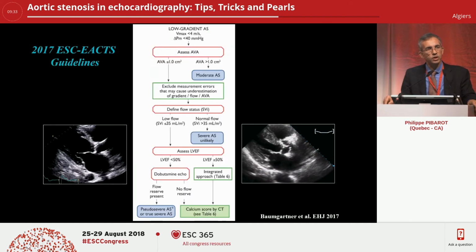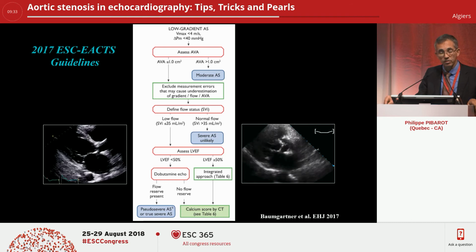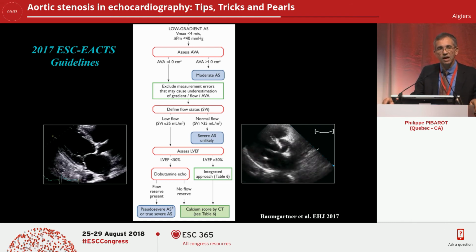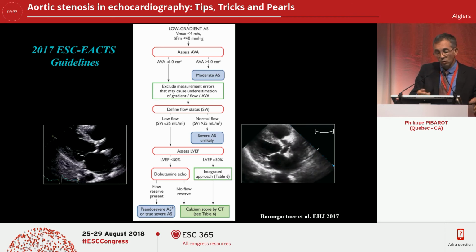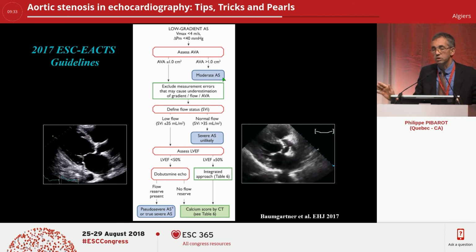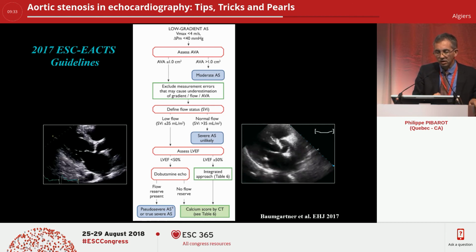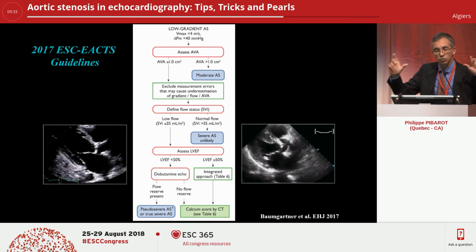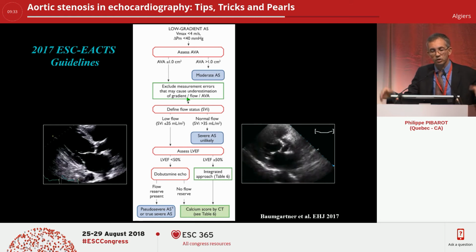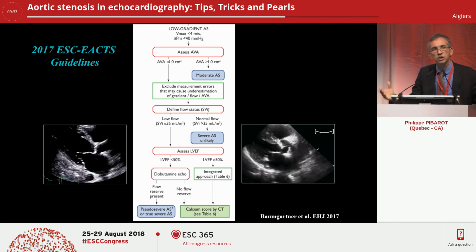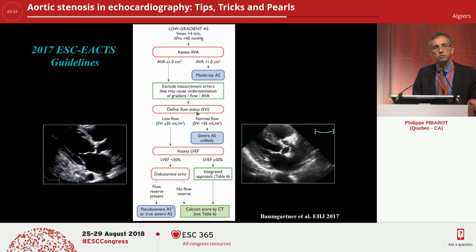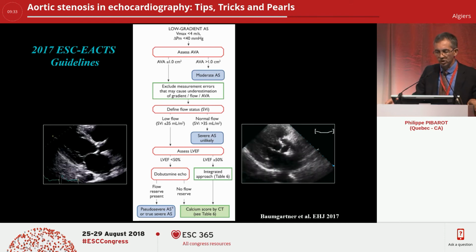And the guidelines in 2017 provided this algorithm for these patients with the low gradient small valve area situation and preserved EF, or reduced EF actually. So if you have a low gradient and the valve area is large, of course, this is moderate AS. If you have a low gradient with a small valve area, so the discordant grading, well, the first step, as we covered during the first part of the presentation, is to rule out measurement error, confirm the validity of the measurement. Then define the flow status by looking at the stroke volume index for body surface area.